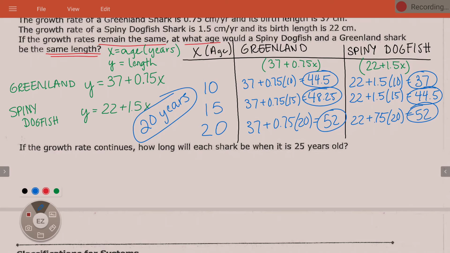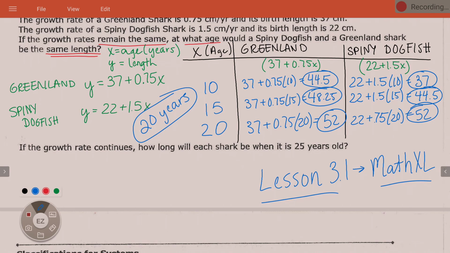Okay, your homework. Yes, you are to do the homework, which I will write right here. Lesson 3.1 in Math Excel. Get it done for tomorrow. I am not doing any more notes on this. We did them all.